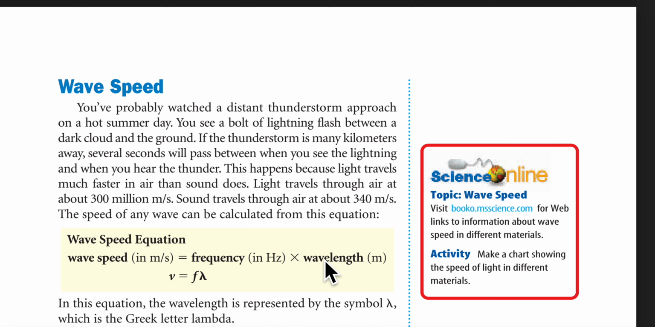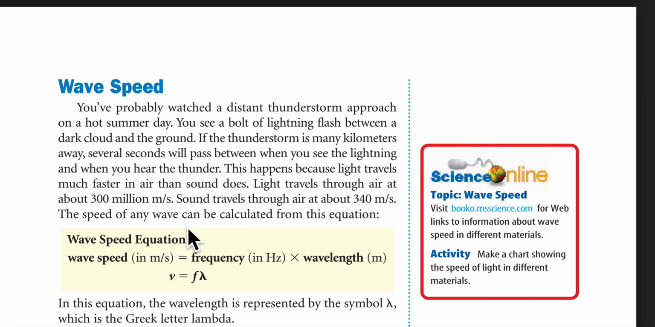Wave speed. Let's see how you figure those. You probably watch a distant thunderstorm approach on a hot summer day when you see a bolt of lightning flash between the dark clouds and the ground. If the thunderstorm is many kilometers away, several seconds will pass between when you see the lightning and when you hear the thunder. This happens because light travels much faster in air than sound does. Light travels through air at 300 million meters per second. Sound travels through air at 340 meters per second.